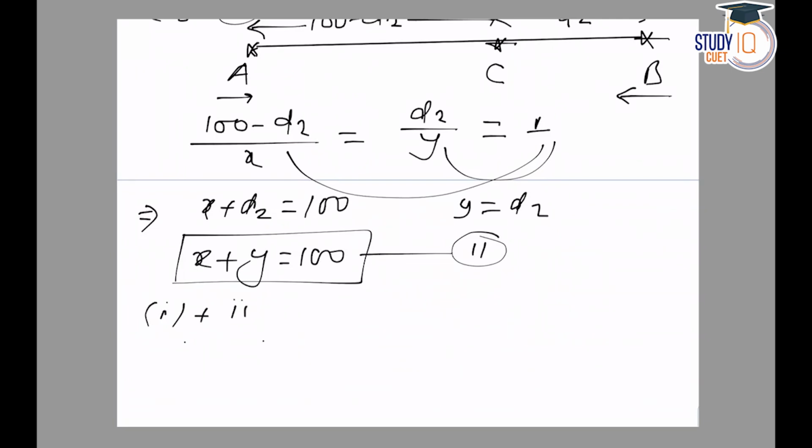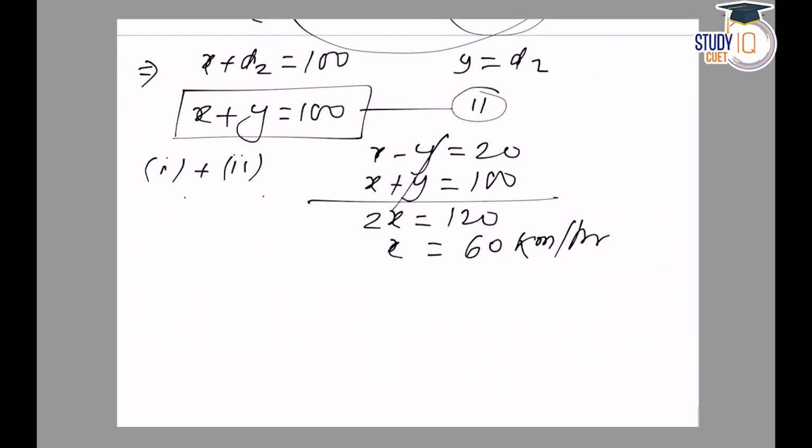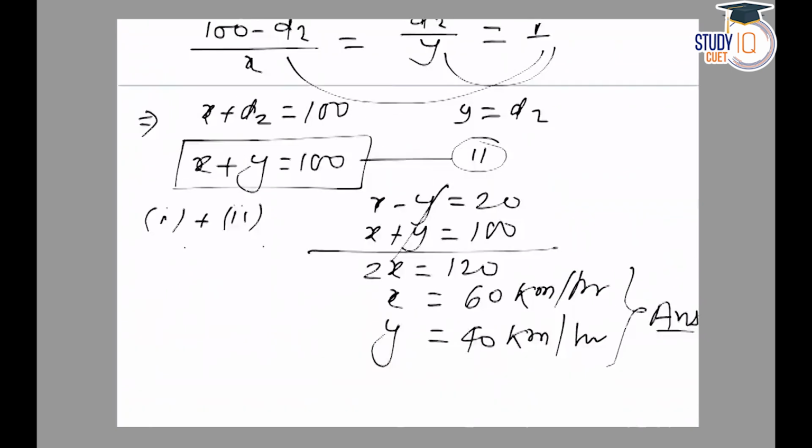Now add equation 1 and 2. That is x minus y equals 20, and x plus y equals 100. So y will be cancelled out and 2x equals 120. So x equals 60 km per hour, and putting the value of x in any one equation, we will get y equals 40 km per hour. So the speed of car A, that is x, equals 60 km per hour, and the speed of car B, that is y, equals 40 km per hour is the answer.